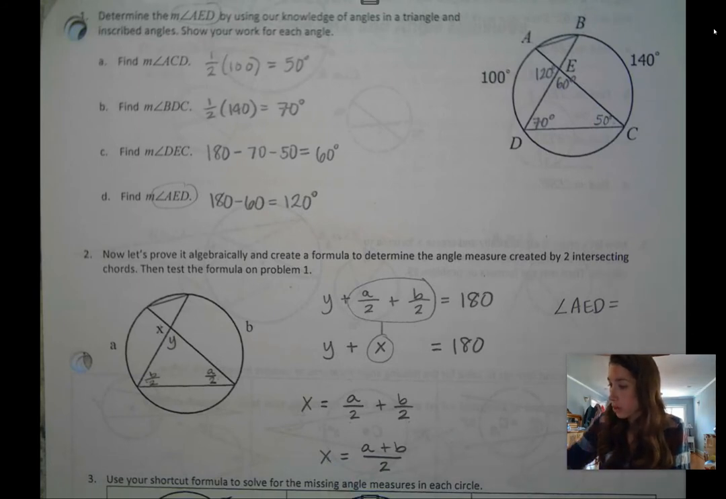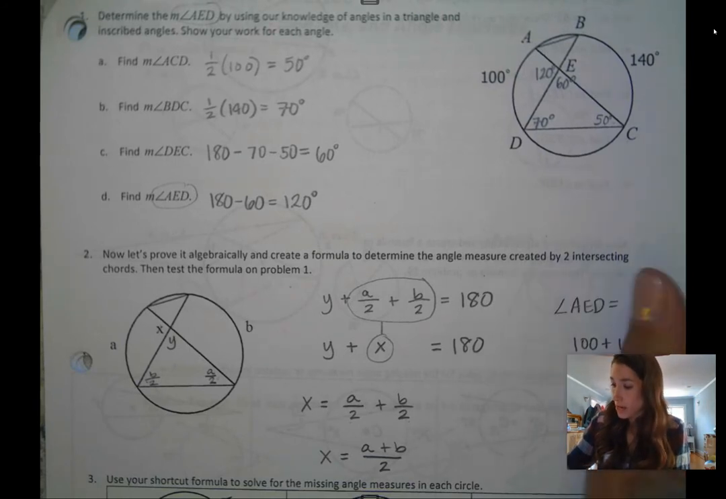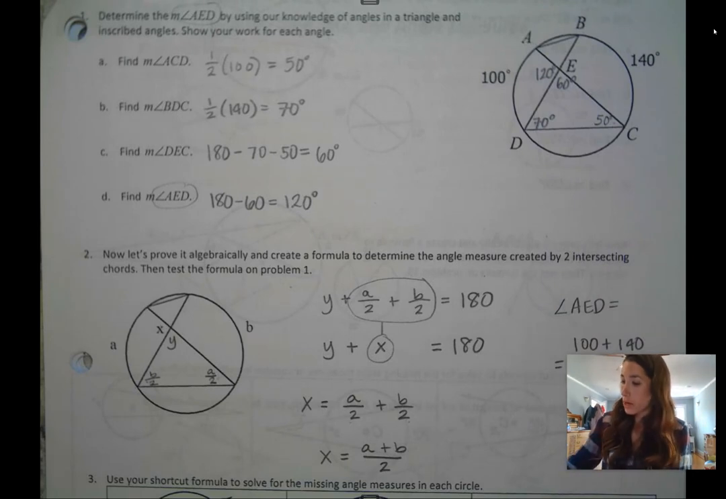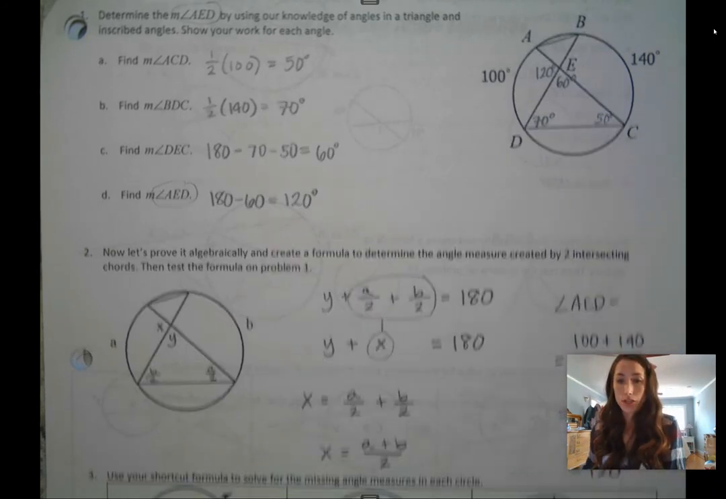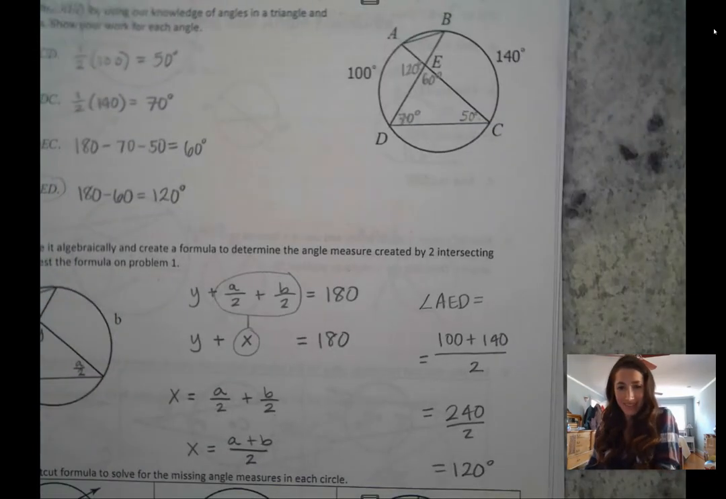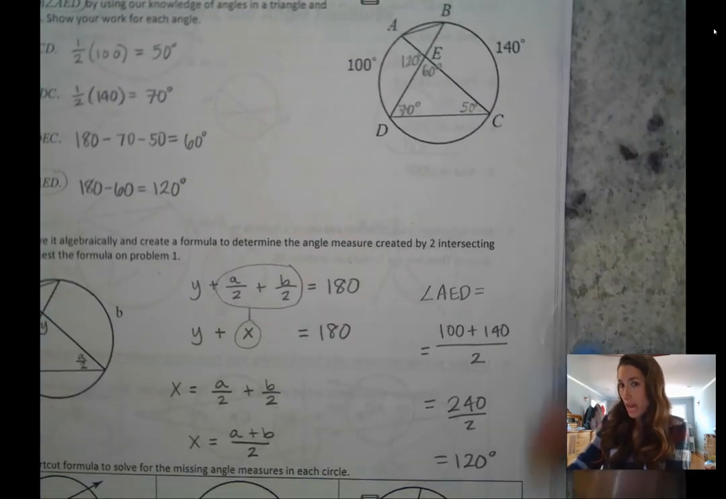We would have taken 100 plus 140, added them together, divided by 2. So when we add these two angles together, that would be 240 divided by 2, and we would get 120 degrees. Oh, I'm sorry, it's a little bit covered up from my face there. So yes, we added the 100 and the 140, divided by 2.